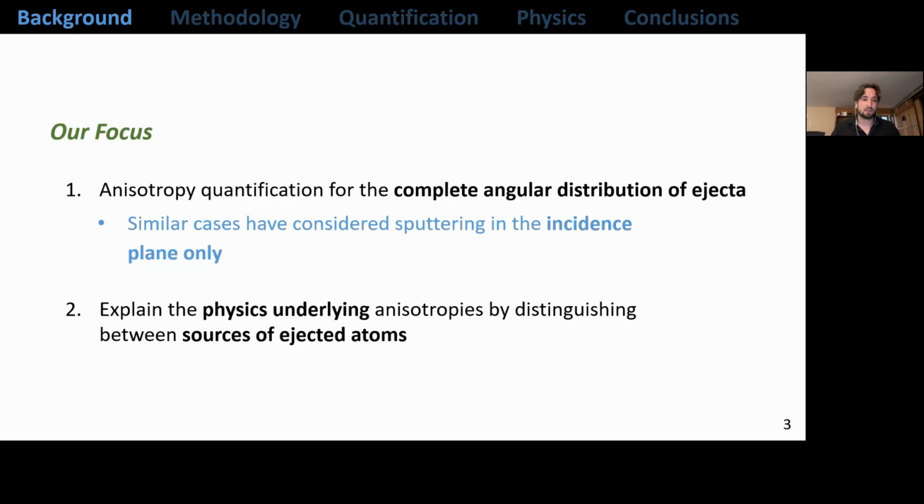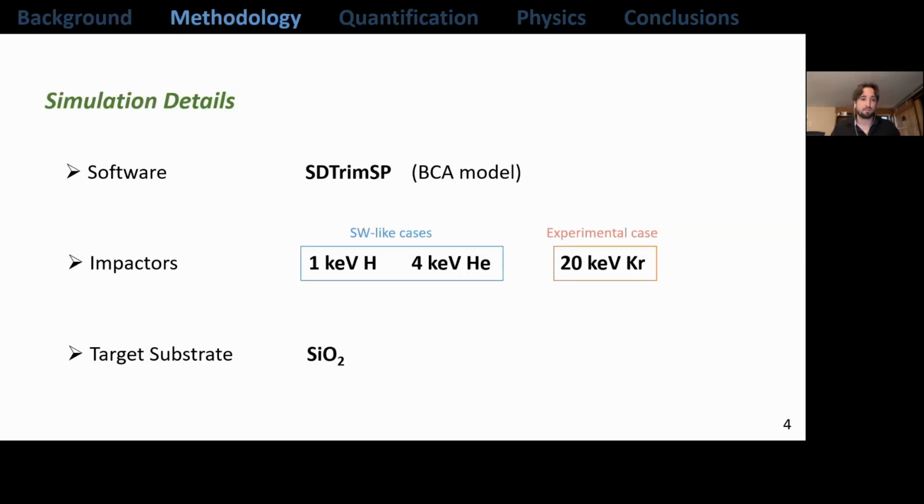So precisely our focus is on quantifying anisotropy for the complete angular distribution of ejecta. Similar cases have been considered, but they've only looked at sputtering in the incidence plane. We then move on to explaining the physics underlying the observed anisotropies, and we do this by distinguishing between the sources of ejected atoms.